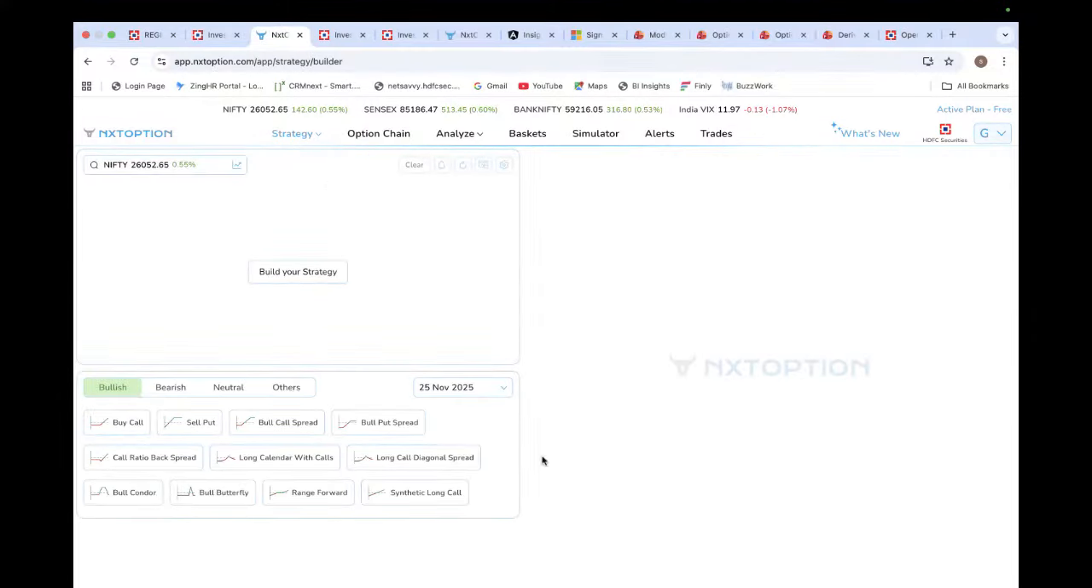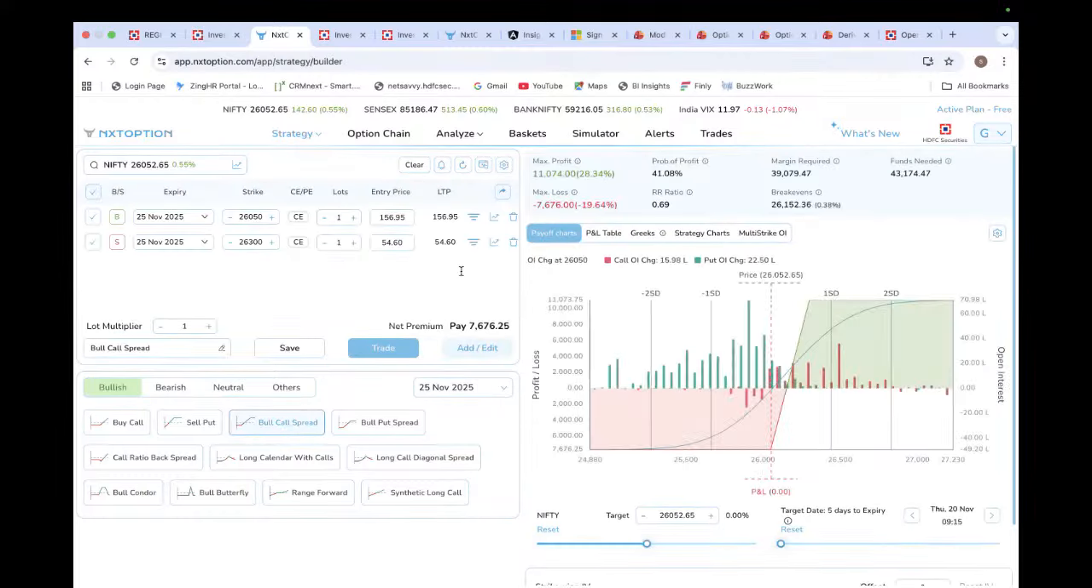Here you can see ready-made strategies are also available. Based on your view, you can take it. You can also build your own strategy. I'll just give you an example of a bull call spread. I'm only clicking on this bull call spread box. This is giving me a ready-made strategy.